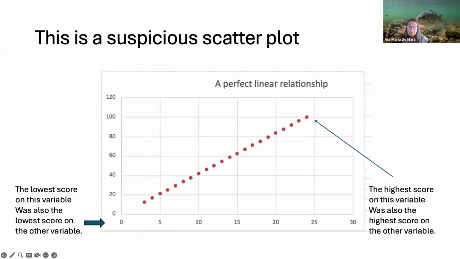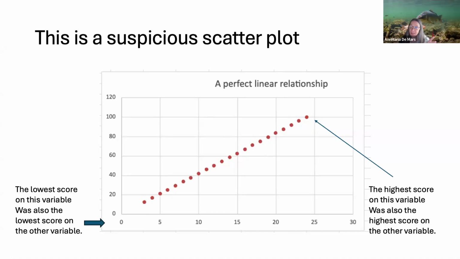Now, this is a very suspicious scatter plot. You can see there's a strong linear relationship here, right? The lowest score on this variable was also the lowest score on the other variable. The highest score on this variable was also the highest score on the other variable. Why do I say it's suspicious? Because in real life, few things are often perfect. And if you get a perfect correlation, you should question it.